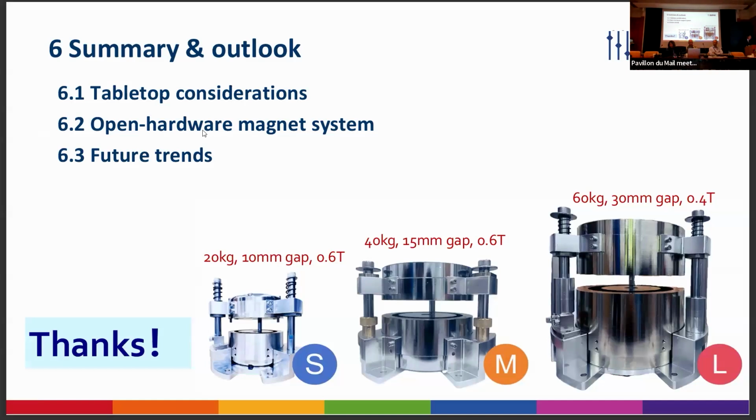Okay, to summarize. We have talked a lot, and I think tabletop small compact magnet design would be very important for everyone. It's not only that you build a magnet, you need to investigate all kinds of systematic effects related to the measurement. I just give you some updates on our magnet design.